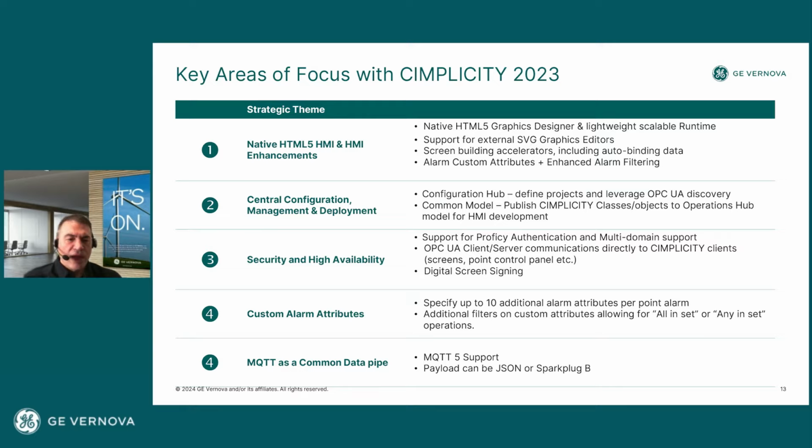Another big enhancement that we added last year was MQTT support. We added support for MQTT version 5, and we also support various payloads that can be extracted into tags that show up in Simplicity, including JSON and Sparkplug-B. So again, this was a pretty significant release we had last year.